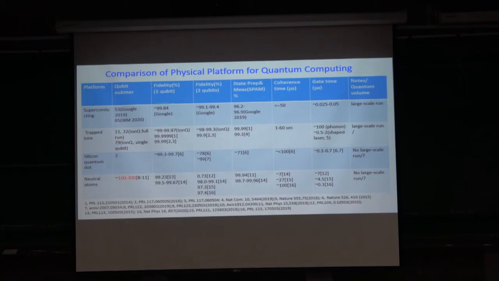And here is a comparison for many platforms. Superconducting qubits, already 65 qubits. Trapped ion, the full range, although it can be like 79, but the real qubit number they use is something like only 30. However, their fidelity can be high. Both IonQ and Honeywell make a very good computer now. And as I emphasized, for neutral atoms, the qubit number is the largest now. And very soon I'm sure it can reach something like 1,000 qubits. However, there is still much room to improve the fidelity.